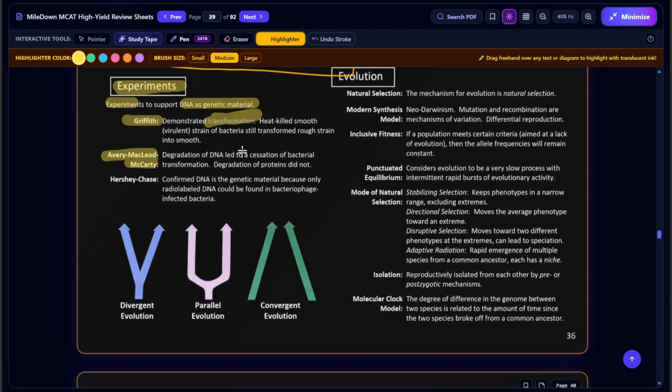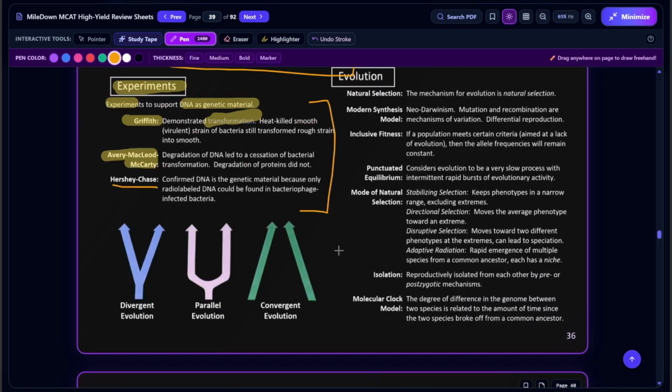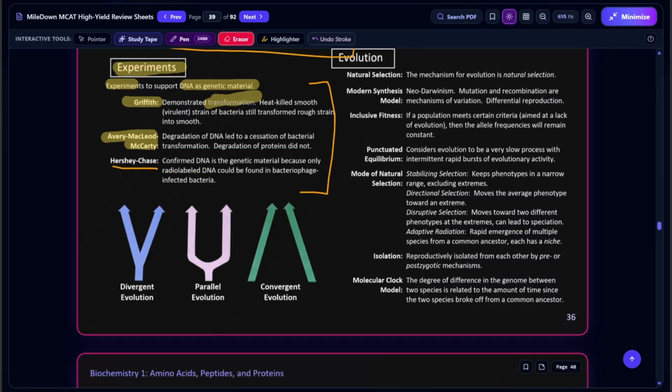A lot of this is just explaining what happened, but I'm going to explain a little bit more. And Hershey and Chase confirmed DNA is genetic material because only radiolabeled DNA could be found in the bacteriophage. So I'm going to explain this a little bit more simply.